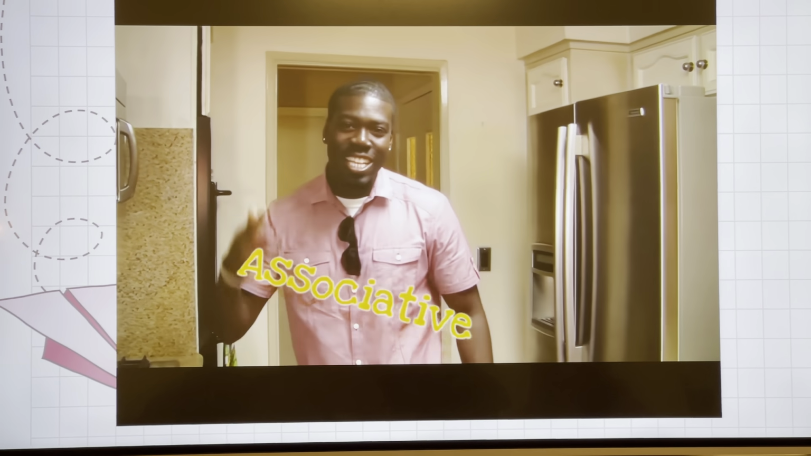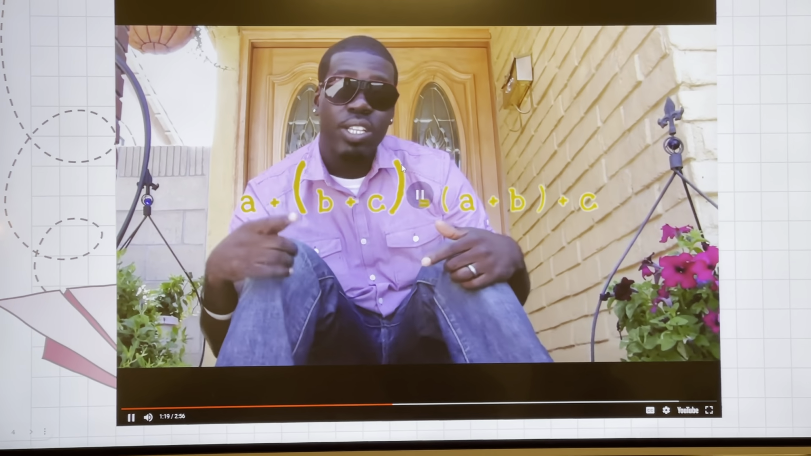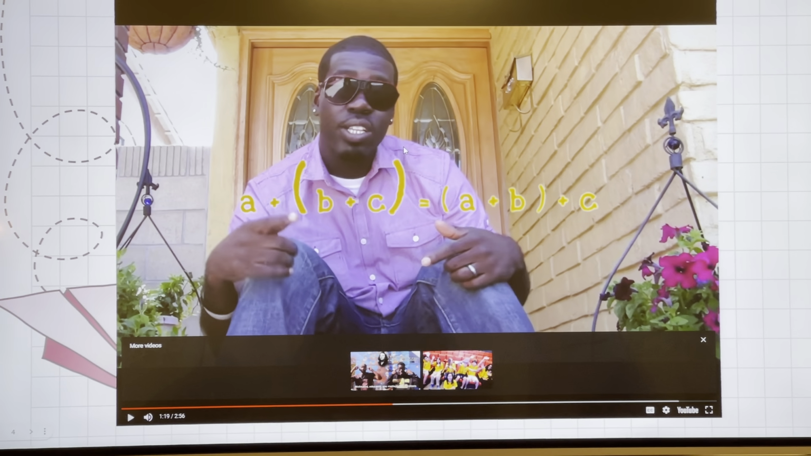Next one up, and that's associative. A plus the quantity B plus C equals the quantity of A plus B plus C. This is addition. The quantity of means that you got parentheses. You write it in the associative under addition example. This is associative addition. Make sure you put your examples in the right place.